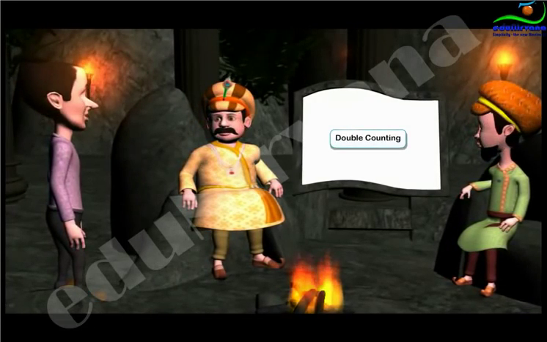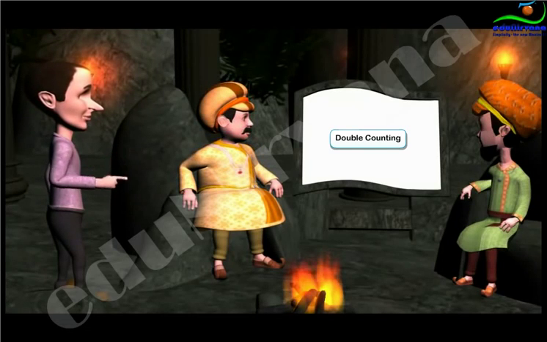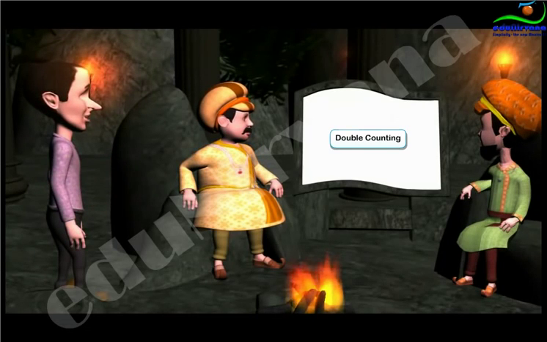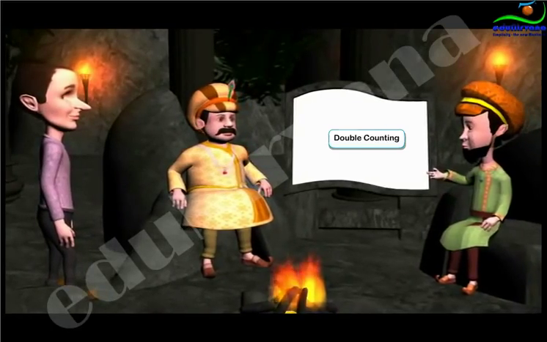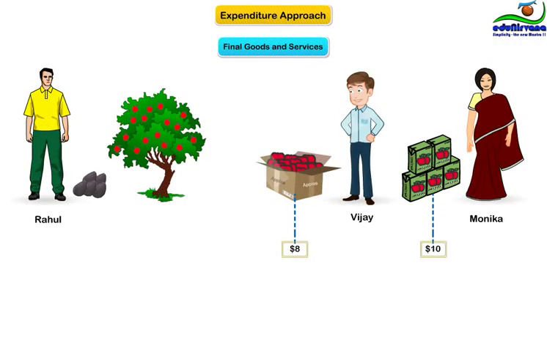This is because we would be double counting if we counted expenditures on both final goods and intermediate goods. Double counting refers to counting a good more than once when computing GDP. How? If we count both Monica's purchase of the apple juice, $10, and Vijay's purchase of the apples, $8, we count the purchase of the apples twice. Once when the apples are purchased by Vijay and once when the apples are converted into apple juice.